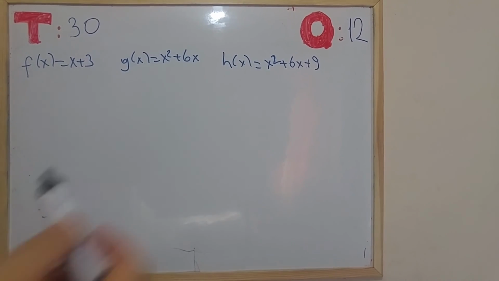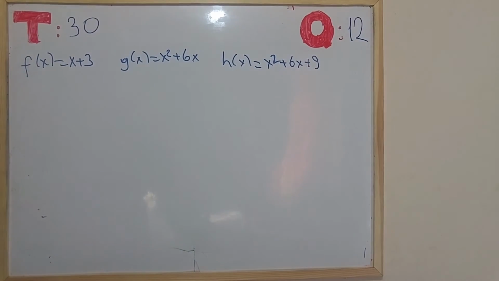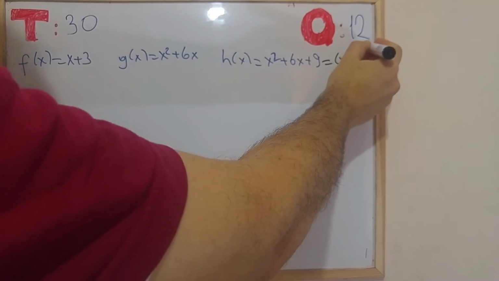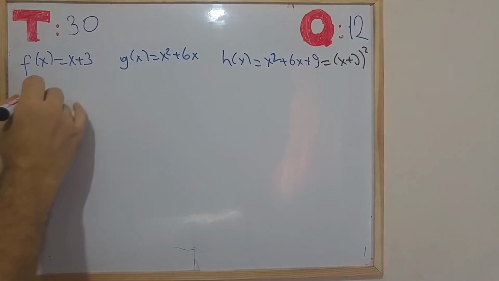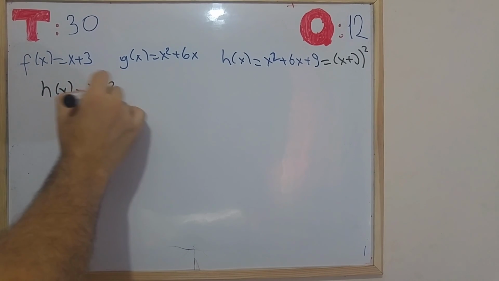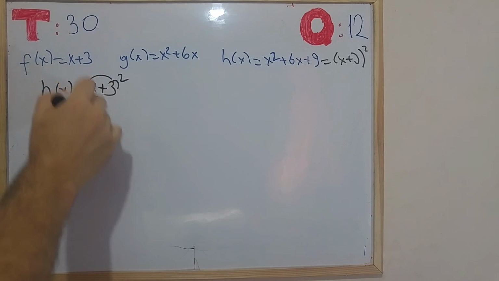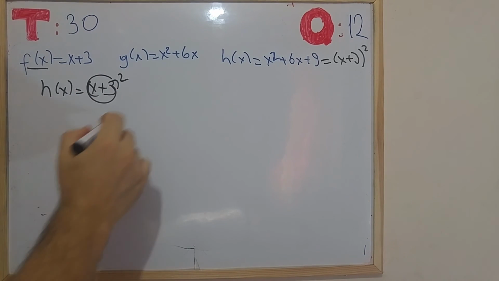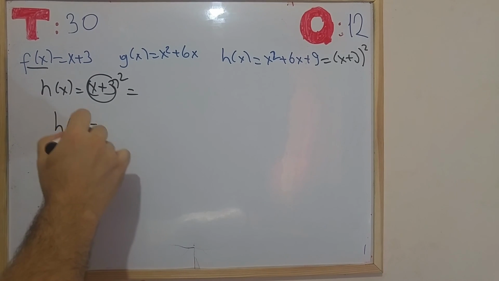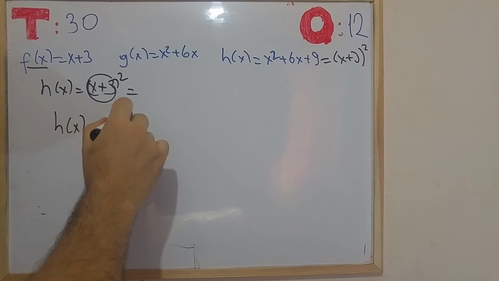Here we see that x squared plus 6x plus 9 is actually equal to x plus 3 squared. So h of x is actually equal to x plus 3 squared. And x plus 3 is equal to f of x. So h of x is equal to f of x squared.